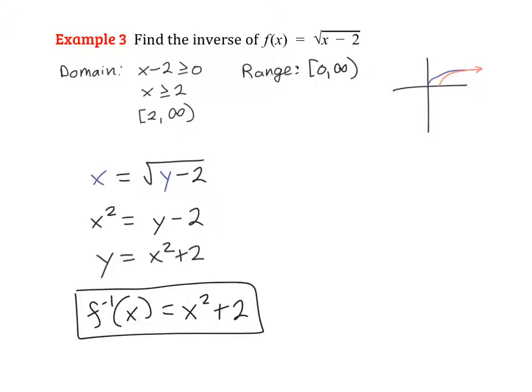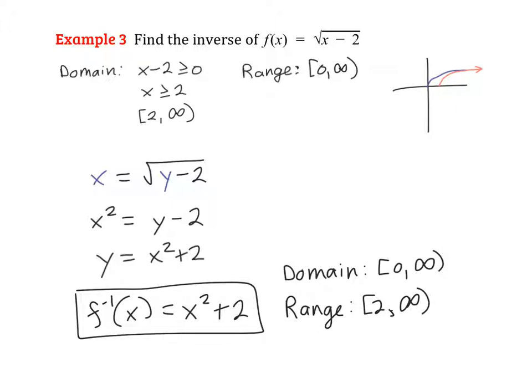Now it's also important to note what the domain and range of our inverse is. So our domain is going to be 0 to infinity, which was the range from our original problem, and our range is going to be 2 to infinity, which was the domain from our original problem. And this is really important because while this is a parabola, with this restricted domain and range, we would actually only use part of this function.